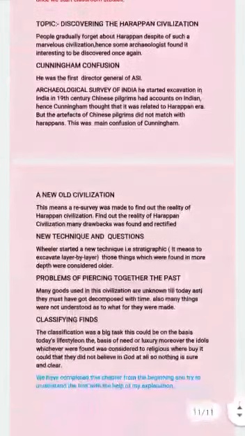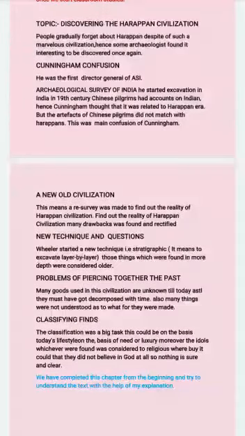Now, discovering the Harappan civilization. The Harappan civilization is not forgotten by people. Even today, archaeologists are still trying to find out more and more facts about the Harappans. Till today, they have been doing that.